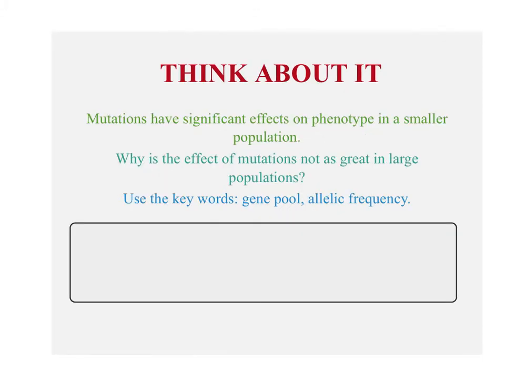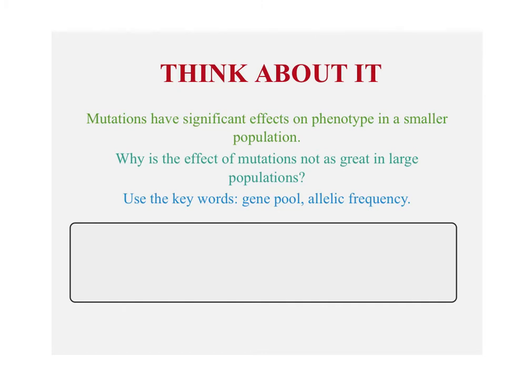Now, if mutations have a significant effect on phenotype in a small population, so that ladybird example, why is it not as great an impact in large populations? And I want you to use those 2 key words at the bottom. So pause, have a go at writing a couple of sentences, and then play again when you're ready.